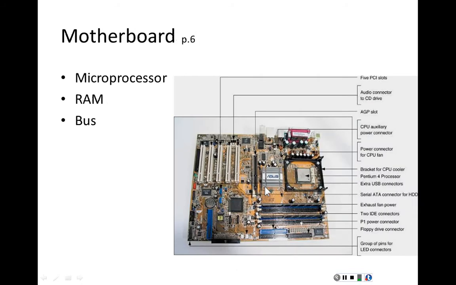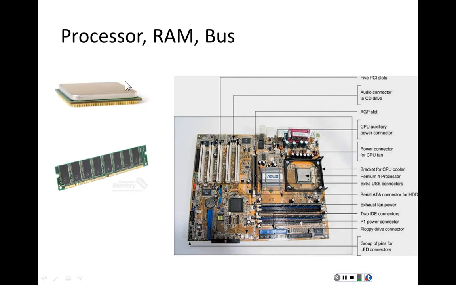If we look at the motherboard, we can see that the motherboard is a plastic circuit board, and mounted on the motherboard is the microprocessor, RAM, and the bus. A microprocessor is the only part of the computer that can add 2 plus 2. It's the most important chip. It does the processing. And RAM, random access memory, is current memory, and it holds whatever the computer is working on. And the bus is the little wires printed on the motherboard that connects RAM to the microprocessor.